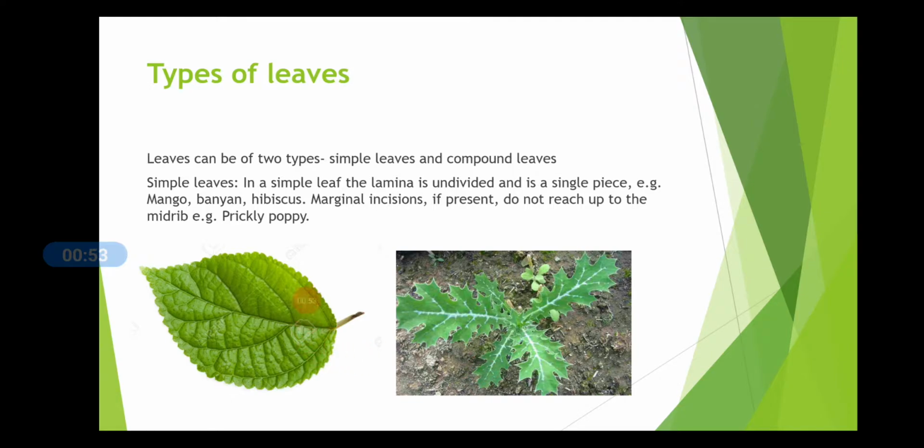Look here in this leaf. Here the lamina of the leaf is complete and it is present in a single piece. So this is a simple leaf.